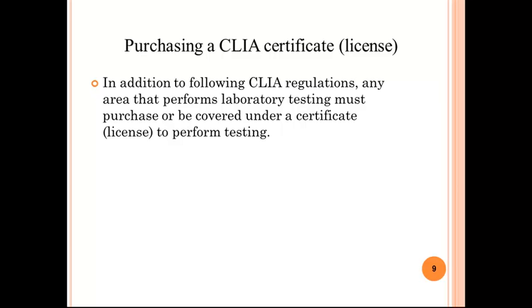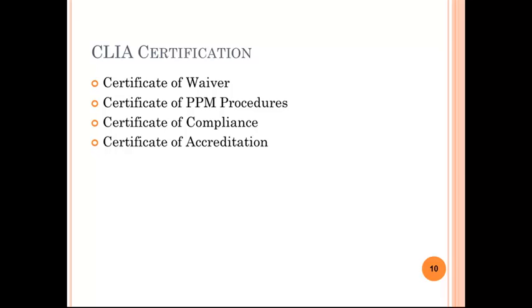Purchasing a CLIA certificate. In addition to following CLIA regulations, any area that performs laboratory testing must purchase or be covered under a certificate or license to perform the testing. There are four different types of CLIA certificates: a certificate of waiver, certificate of PPM procedures, certificate of compliance, and certificate of accreditation.